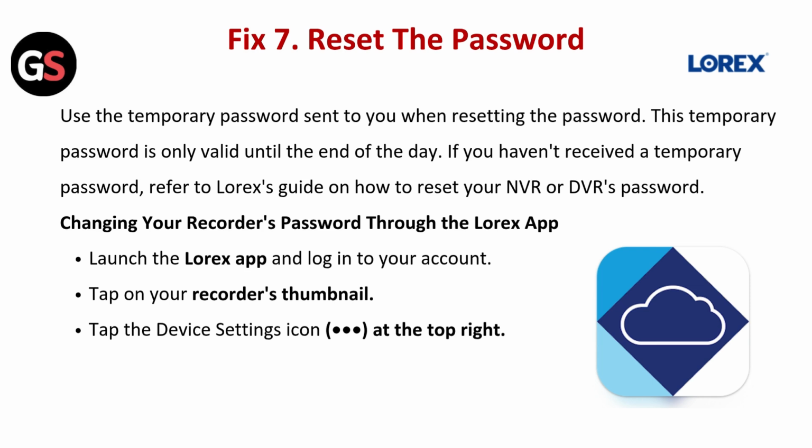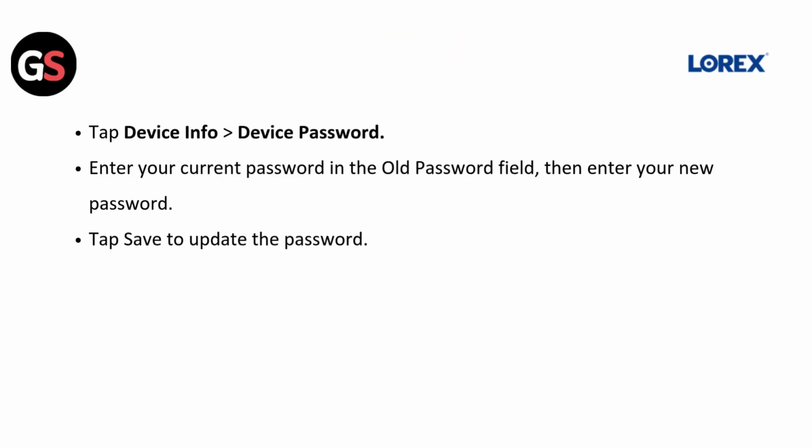Launch the Lorex app and log into your account. Tap on your recorder's thumbnail. Tap the device's settings icon at the top right. Tap device info, then go to device password, enter your current password in the old password field, then enter your new password. Tap save to update the password.